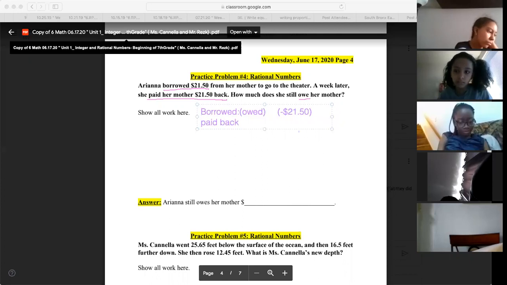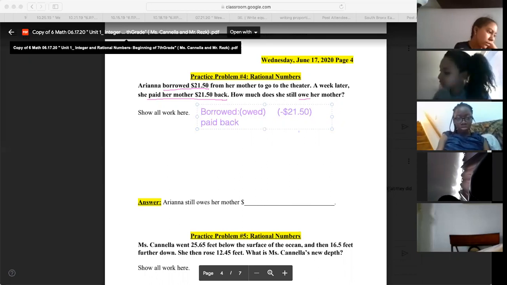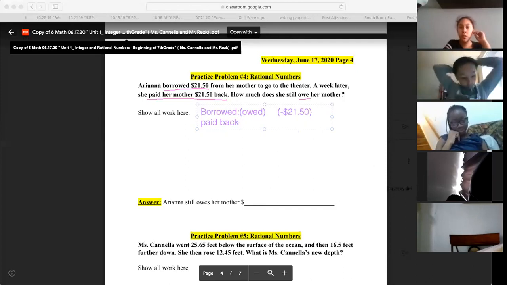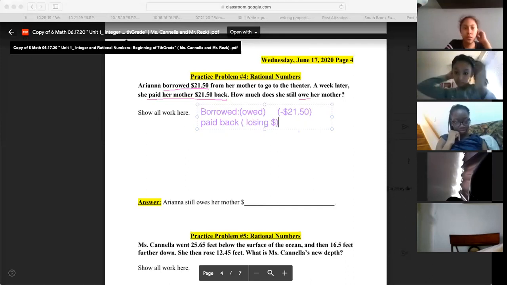I agree. Well, it says here, how much money does she still owe her mother? So if you think about it, you're paying back your debt. You're giving that $21 to your mother. You're still upside down that amount, yeah? So it's actually going to be what kind of integer? Negative. Right, because you borrowed money, so you owe it, you're upside down, and then you pay it back, so you're losing that money. Does that make sense? Yes. You're losing the money, right?